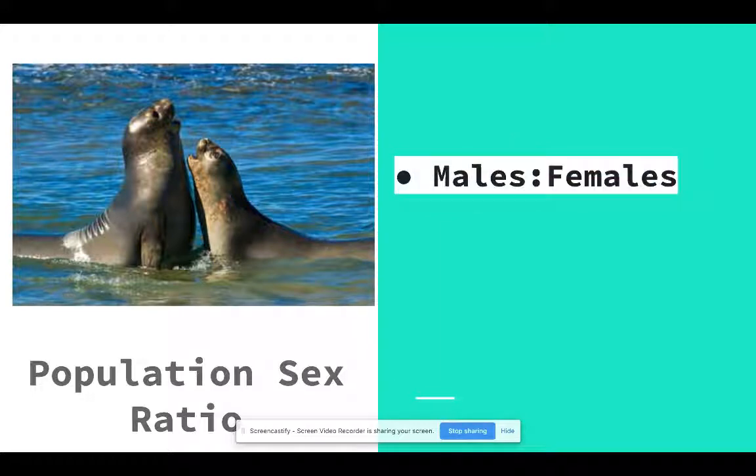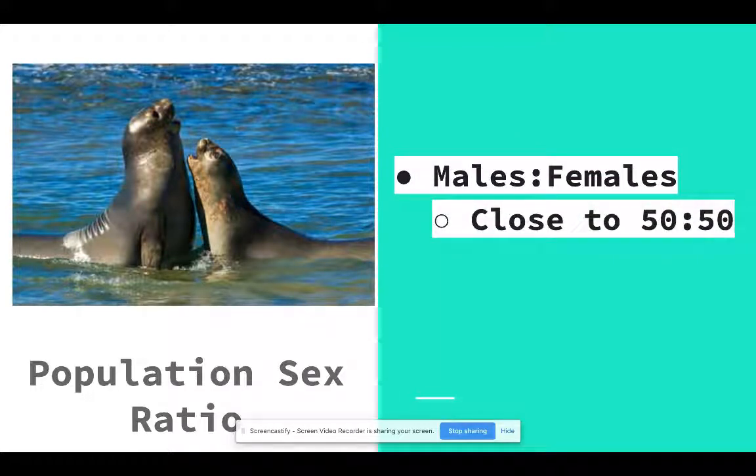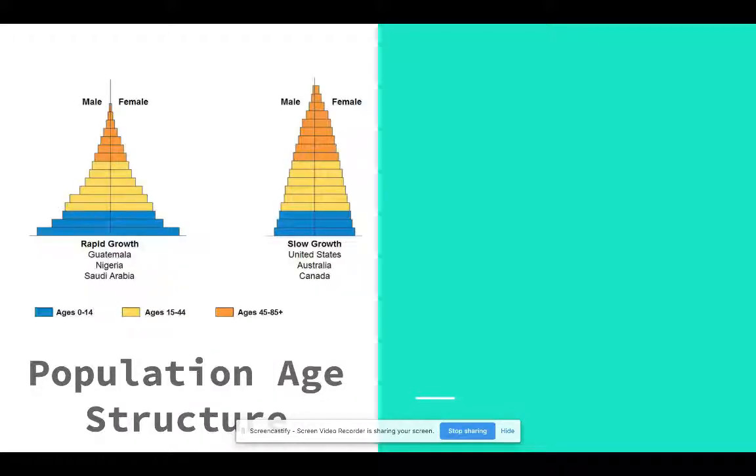Sex ratio is important. As you can see, all we're looking at is how many males are there to females, and when you look in nature, it's very, very close to 50-50. And that makes perfect sense. If you have a lot of males and only a few females, and let's use this seal population, you cannot expect to have a large population growth the next year. So what we usually see is this balance of 50-50.